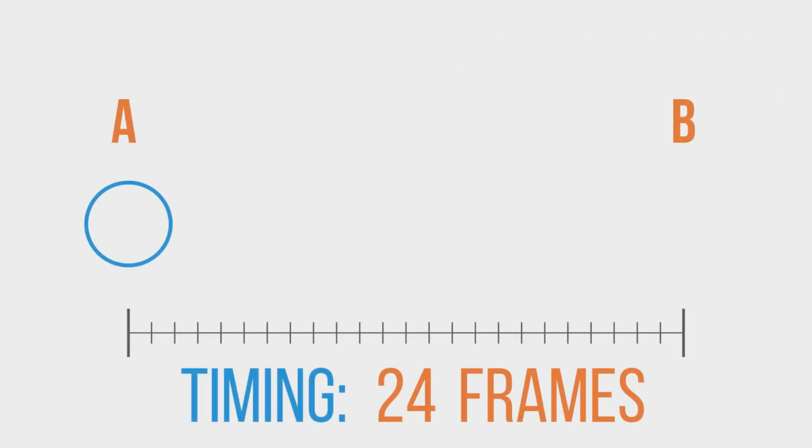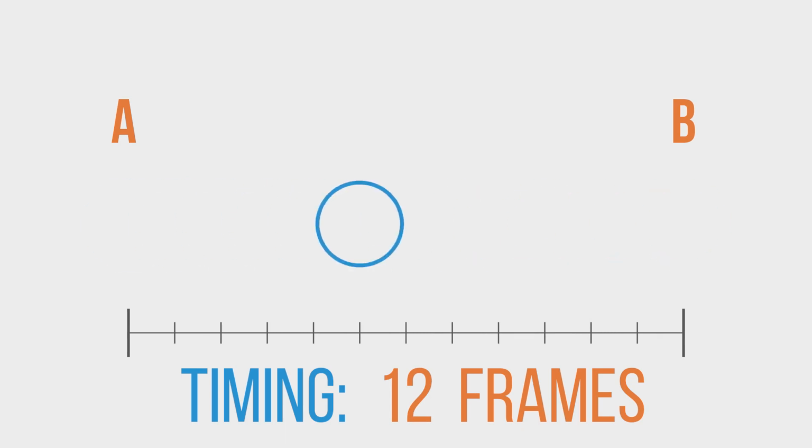Let's see what happens when we change the timing. Let's use our example with even spacing for now. When we lower the amount of frames it takes to get from point A to point B, you can see the effect it has on the spacing. There are less frames for the circle to travel from the start to the end, so effectively it speeds up.